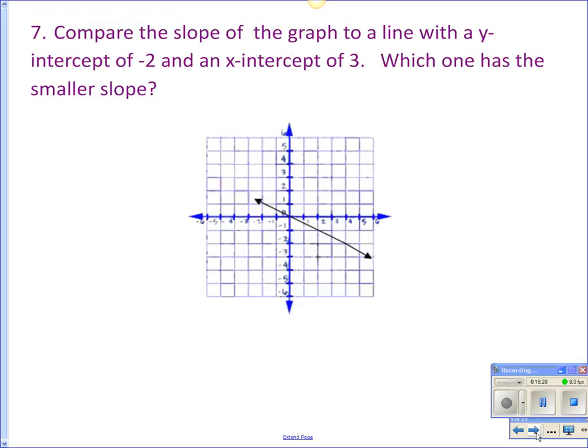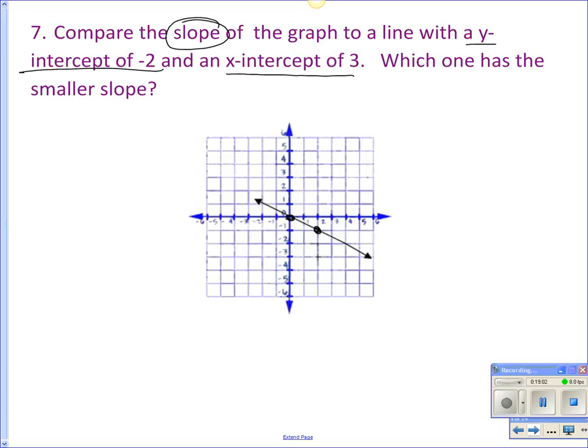All right. Number 7. Compare the slope of the graph to a line with a y-intercept of -2 and an x-intercept of 3. Which one has the smaller slope? Gracie, what am I circling? So a y-intercept of -2 is going to be important. Dylan? Good. Circle slope. And an x-intercept of 3. Okay, let's first find the slope of the graph. So we got to pick 2 points. You got to pick 2 points to find the slope of the graph.